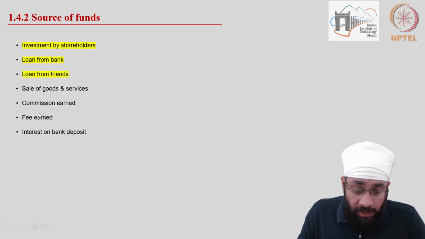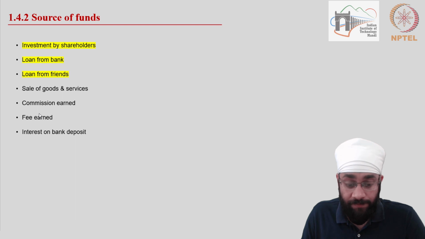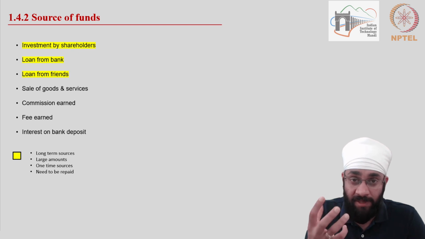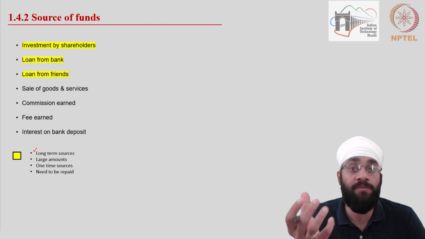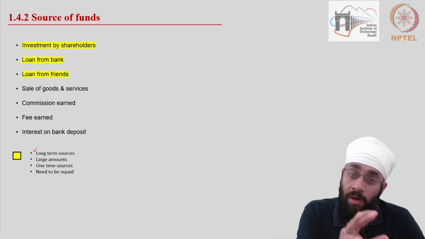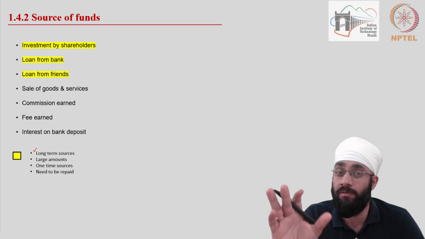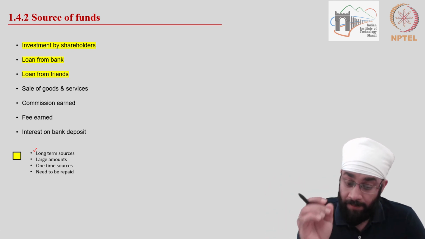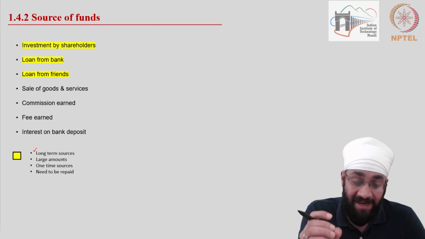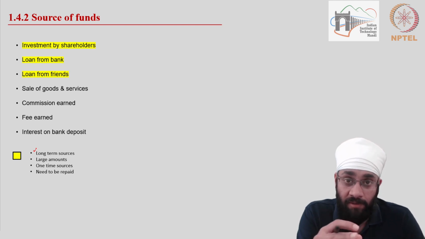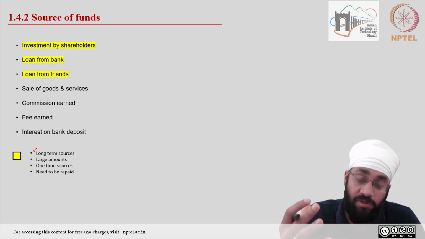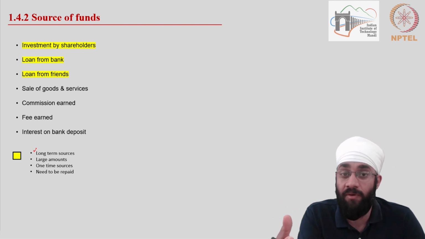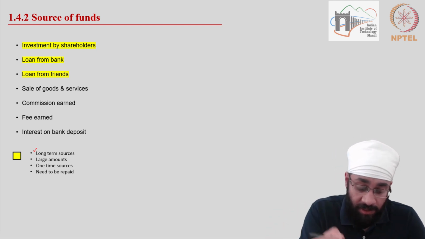Now, the first three items, investment and loans, have a specific nature. What is the nature? These are long-term sources. What do we mean by long-term? In accounting, we define long-term as more than 1 year, typically. So if a shareholder is investing money, they are at least going to stay invested for 1 year and more. The time horizon is larger. The amounts are also bigger. You're starting a business, you're not looking for thousands, you're looking for lakhs.